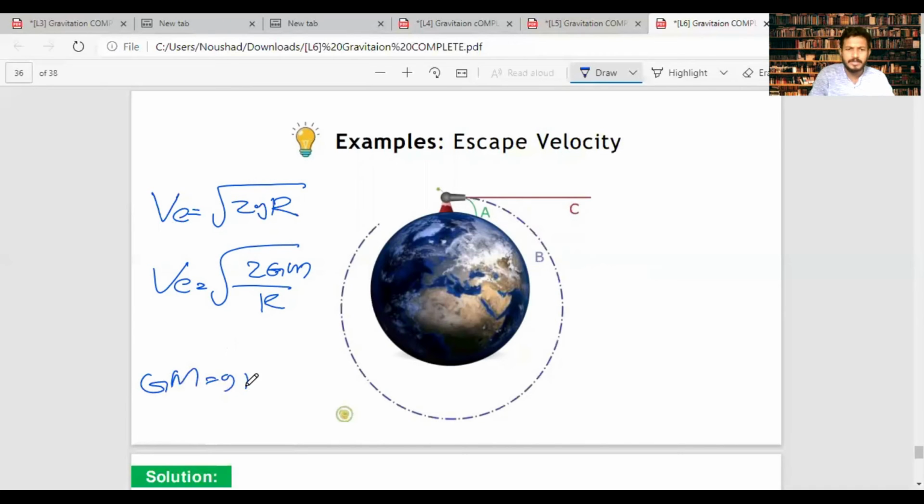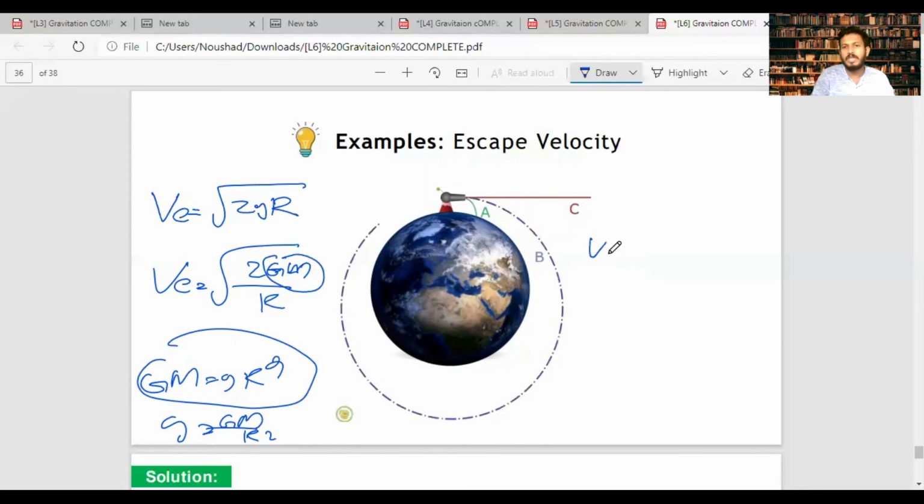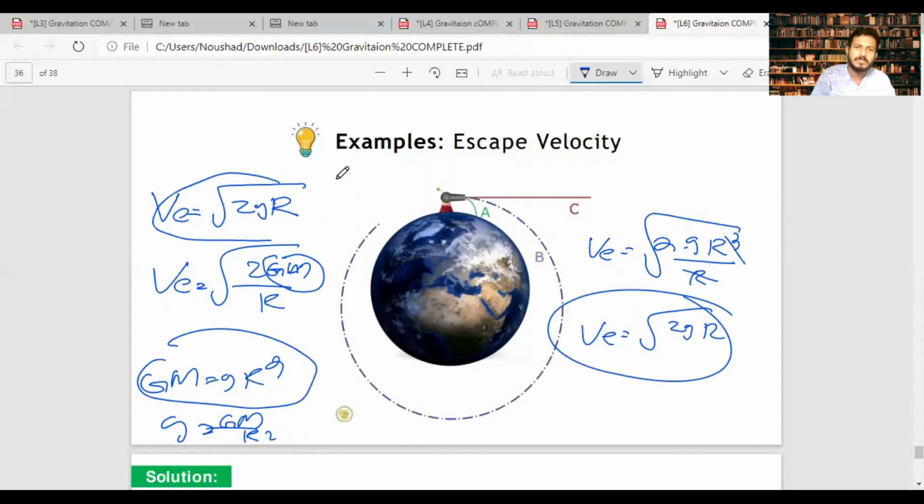We all know that GM is gR square, because g equals GM by r square, so GM equals gR square. Put that value of GM here. So v equals root 2 into gR square by R. R and R square get cancelled. So escape velocity equals root 2 gR. So the final equation is: escape velocity is root 2 gR.